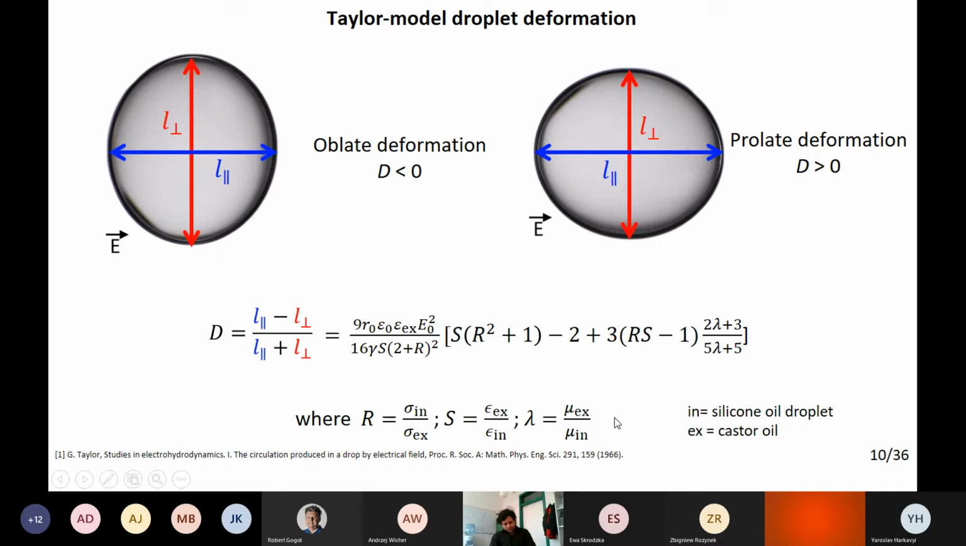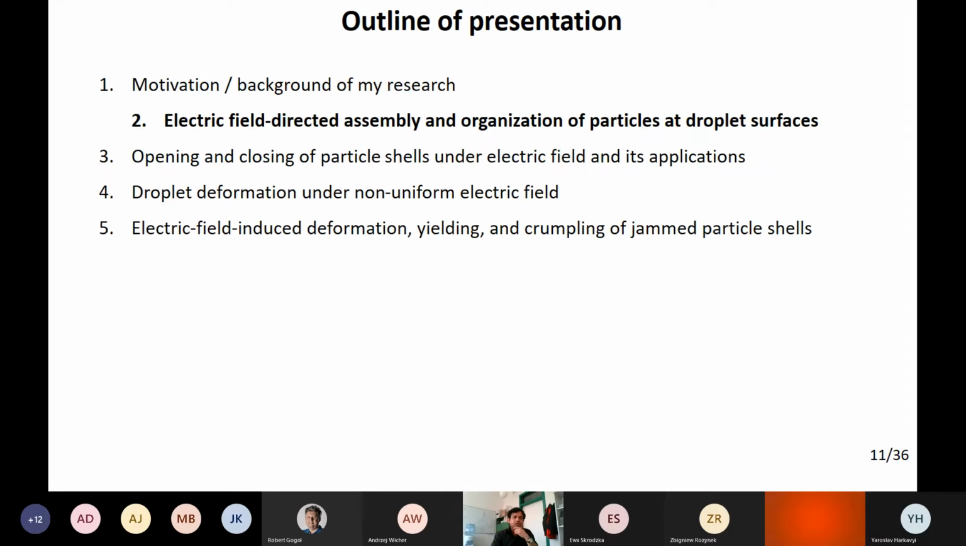So this was my research background and my motivation. Now I want to move to the second part of my talk, which is about electric field directed assembly and organization of particles at droplet surfaces. How can the electric field be used to assemble the particles at the droplet interface? Here we use different concentrations of particles, and we also change the particle conductivity.